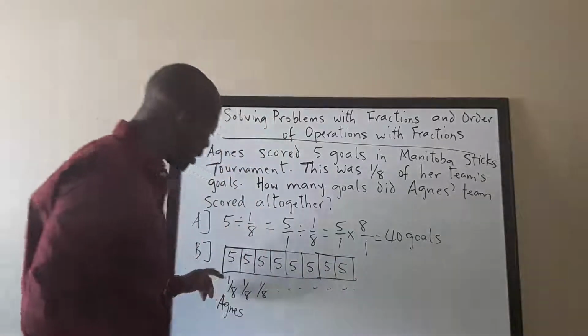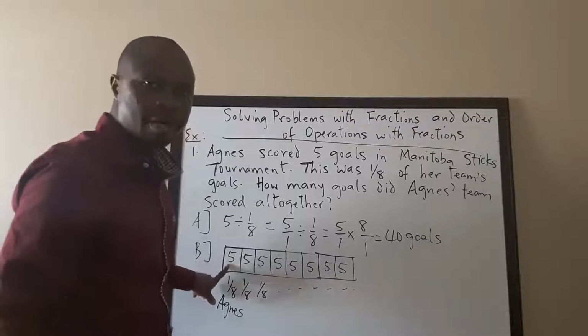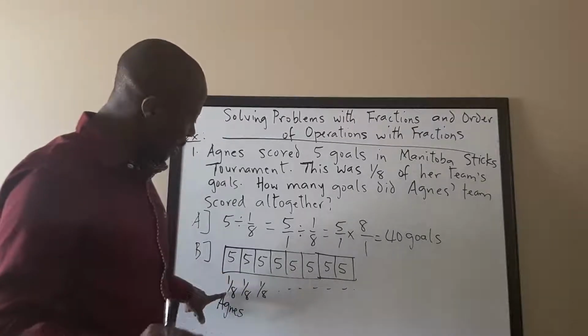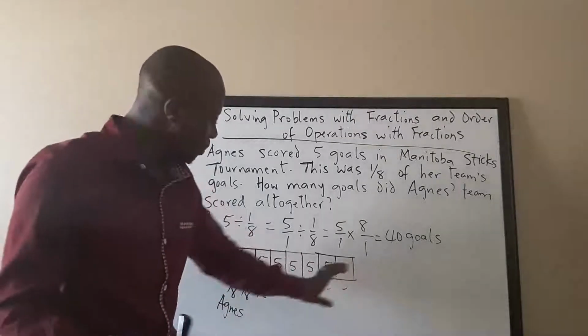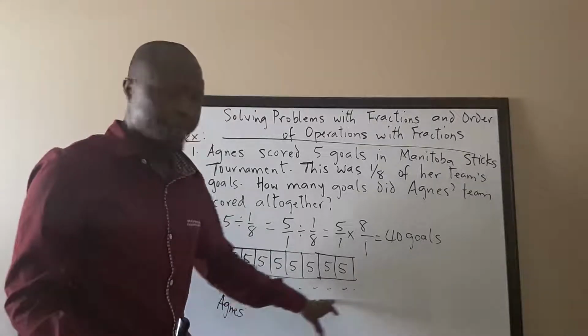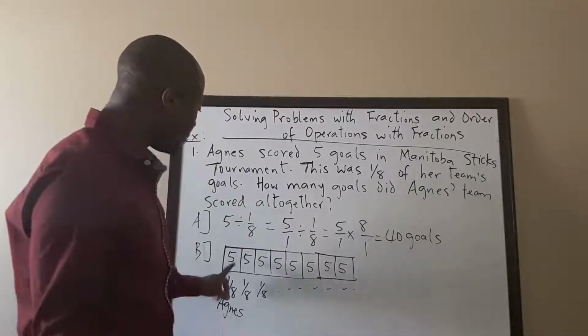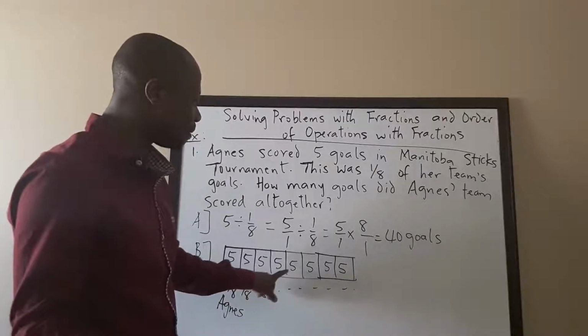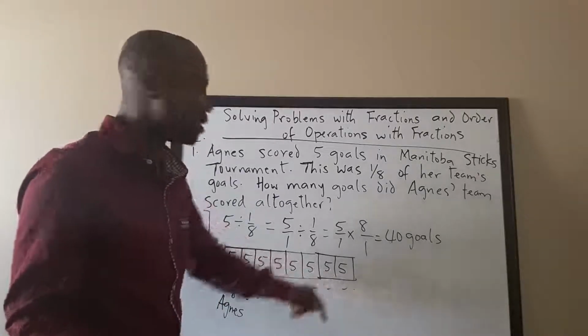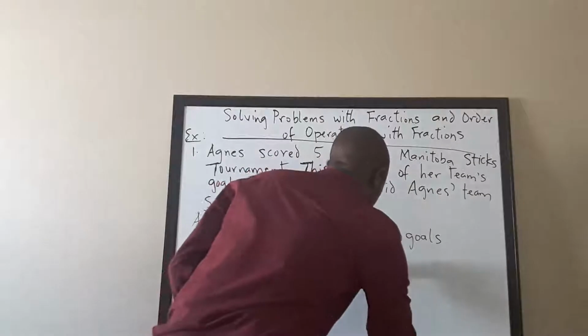Agnes's 5 goals represents 1/8 of the whole. So that means there are 8 different spots, let's say. So that will be 5 plus 5 plus 5 plus 5 plus 5 plus 5 plus 5 plus 5 equals 40 goals in total.